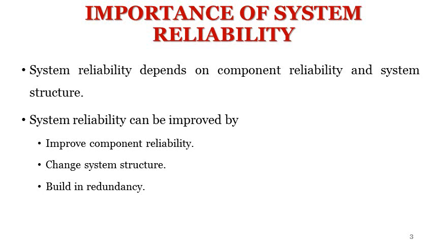These factors are important. One is to improve component reliability, second is to improve system structure, and third is to build in redundancy. We will discuss what redundancy is. So, to improve system reliability, we have three options: improve component reliability, improve system structure, and improve redundancy.